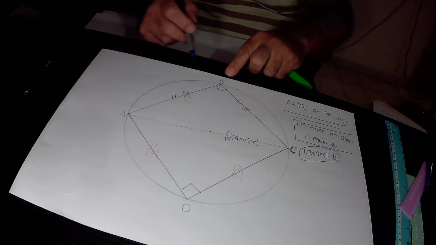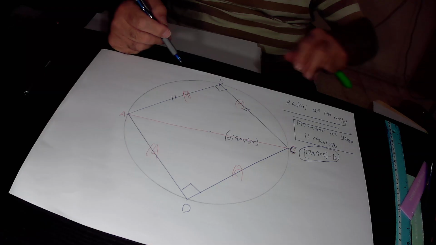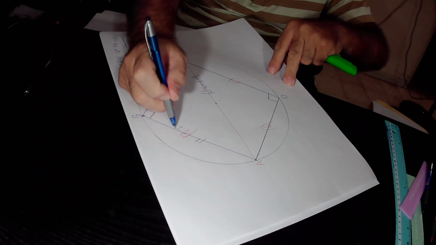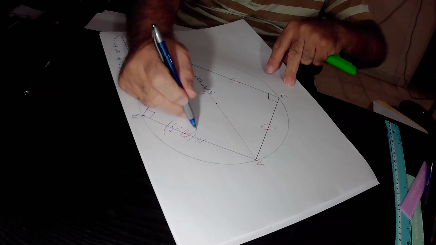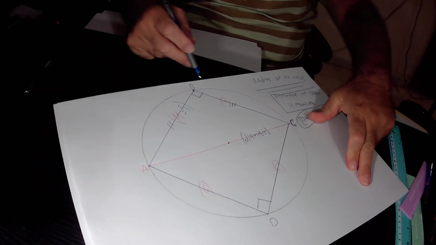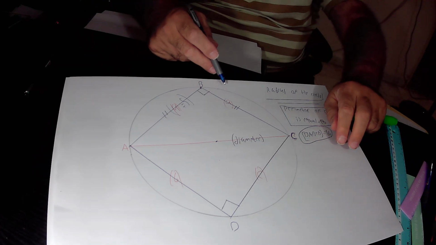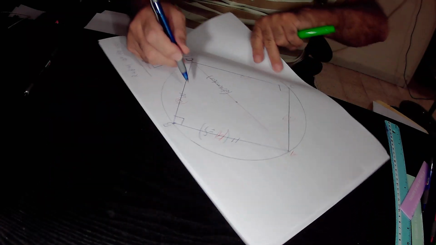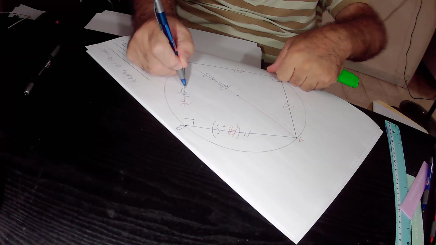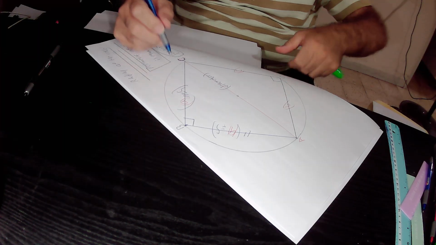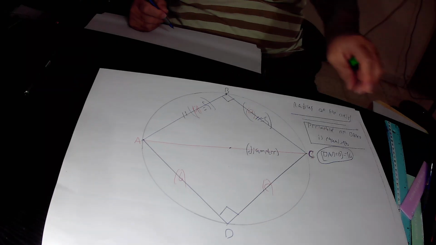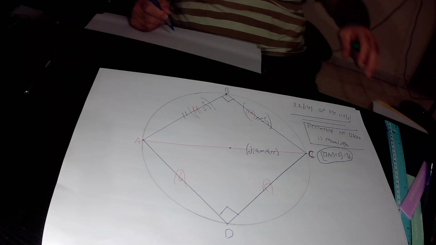So here side AB equals to A and A equals to 5, so AB equals to 5. Likewise, side BC also equals to A and A equals to 5. So BC equals to 5. The next step, we will implement the Pythagoras theorem on this triangle ABC.